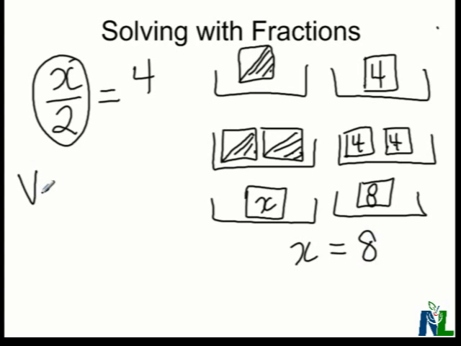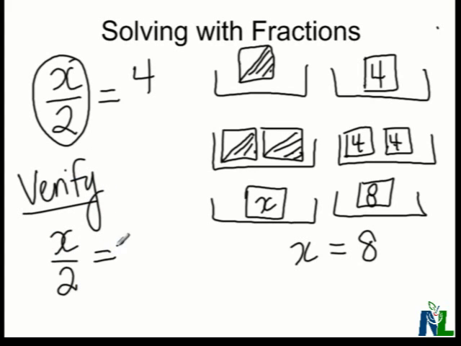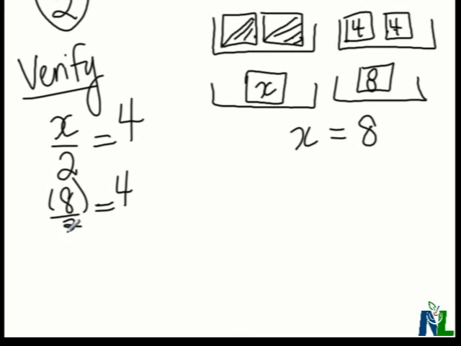And if we verify, that makes sense because x divided by 2 equals 4. What divided by 2 equals 4? Well, 8 divided by 2 gives us 4, doesn't it? Okay, so 8 divided by 2 is 4. That means we got the answer correct.